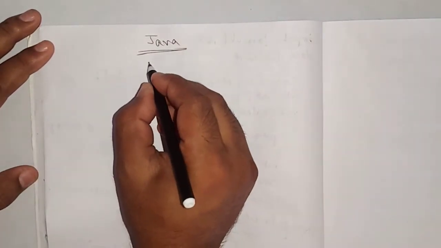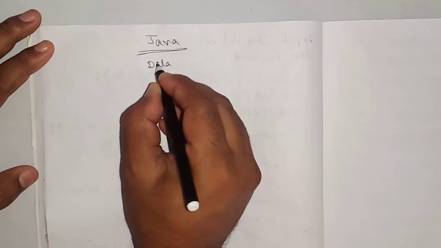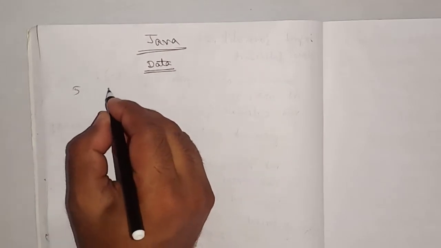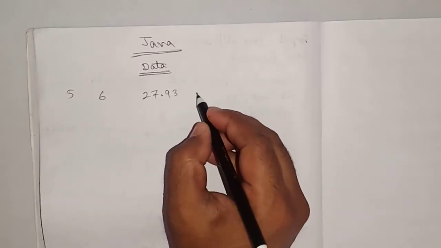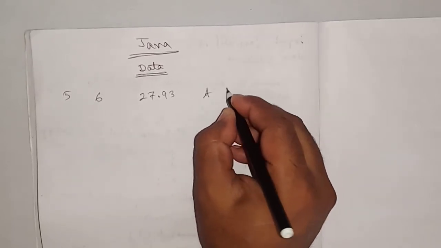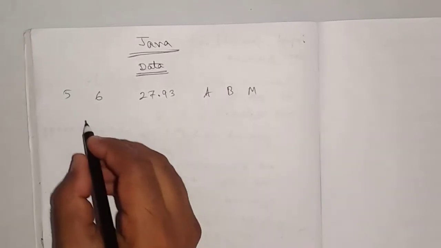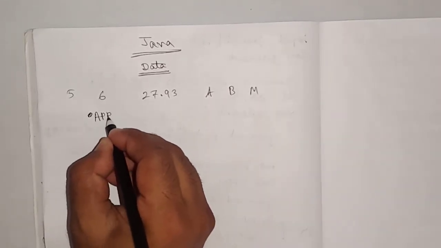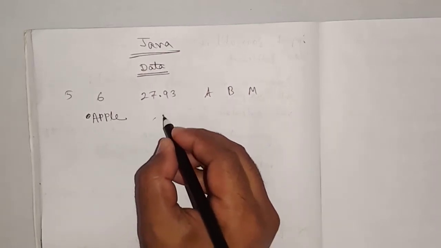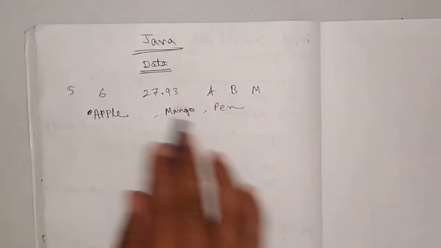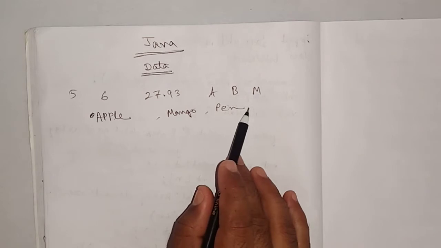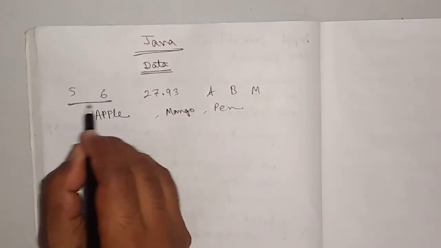So one is data. That means your value. Maybe either 5, 6, or maybe 27.93. Maybe A or B, maybe apple or mango or pen, whatever the value is, right? Data. So you can see here, this is one type of data.